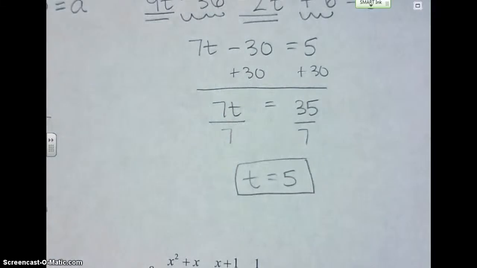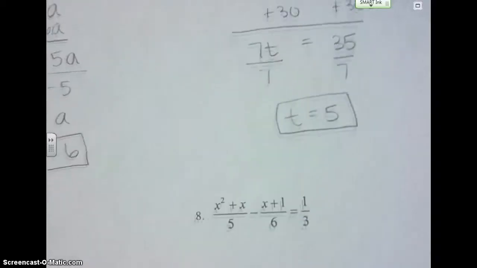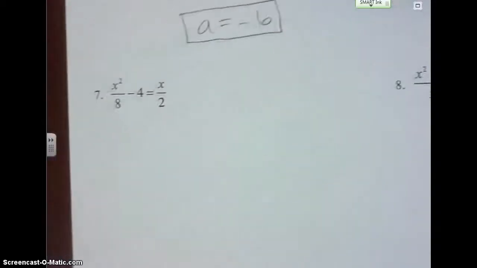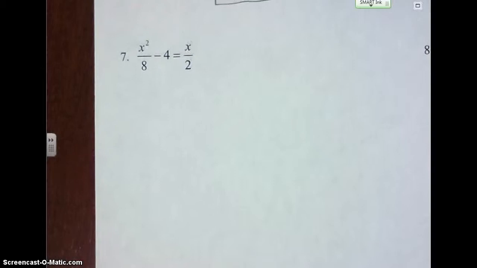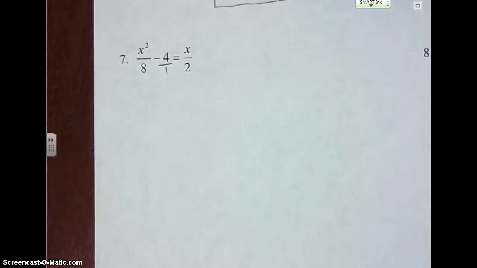Okay, so I want you to start on the next one. The last 2 are going to be quadratic, so you're going to get 2 answers. So on number 7, what's the denominator under the 4? A 1. So I would recommend writing that because else it's kind of tricky. Some people forget what's there. So go ahead and find the LCD. Start multiplying it out.